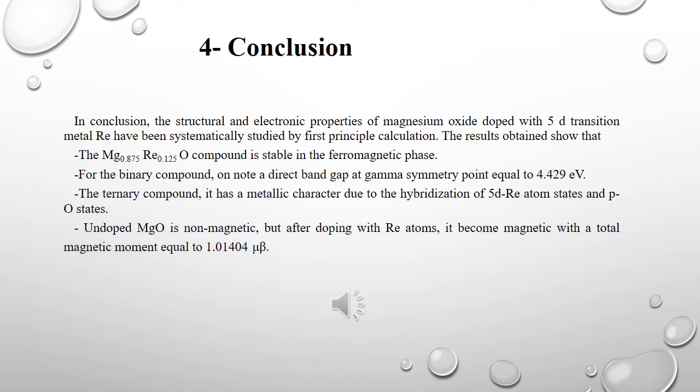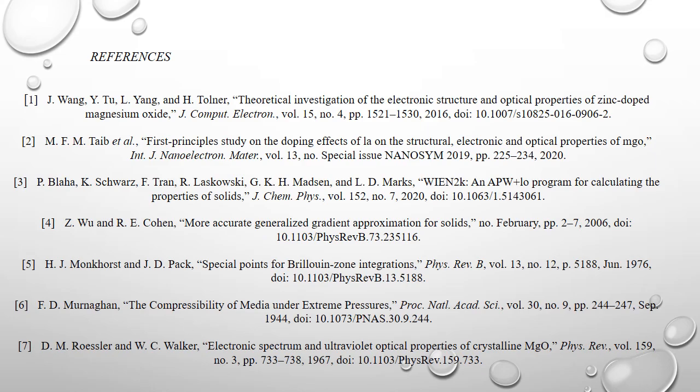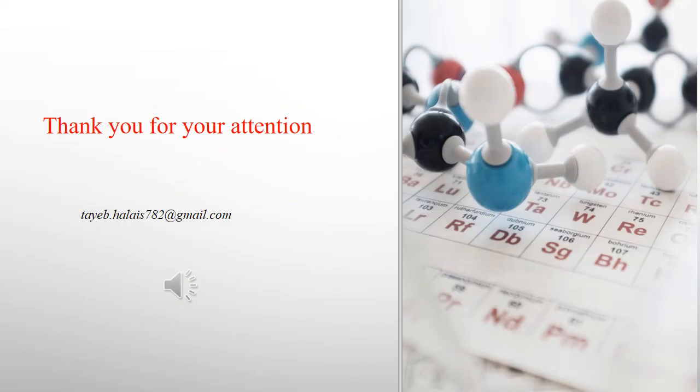and undoped MgO is non-magnetic, but after doping with the uranium atom it becomes magnetic with a total magnetic moment equal to 1.01. Thank you for your attention.